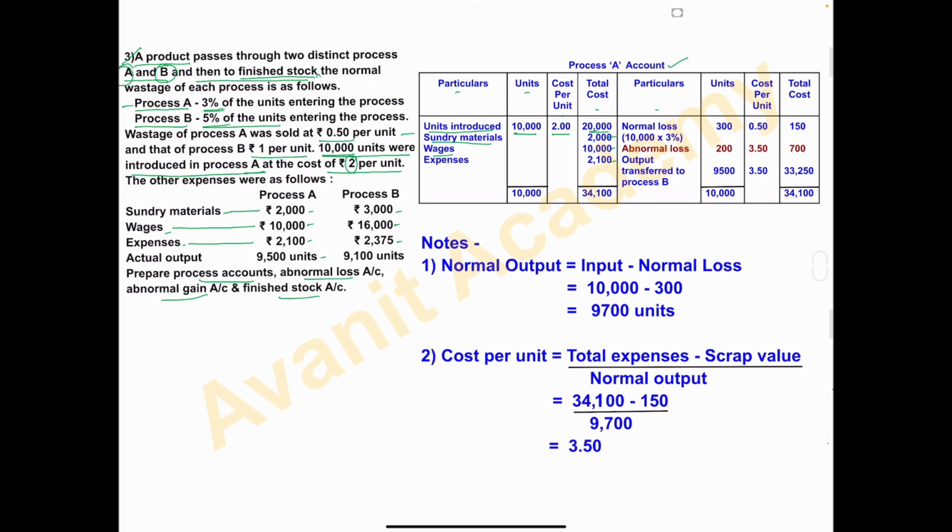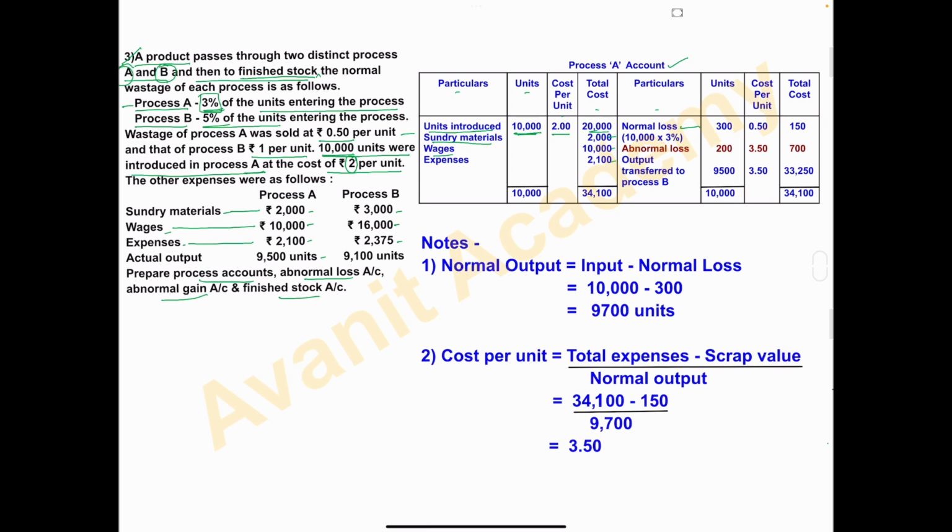Next, in process A, there is a wastage of 3%. So this 3% wastage is considered as normal loss. And normal loss we will take on the credit side of the process account. So right here, normal loss. This normal loss, 3%, we will calculate on the units entering in the process. So in process A, how many units are introduced? 10,000 units. Yes. So we'll calculate this normal loss on the number of units introduced in process A account.